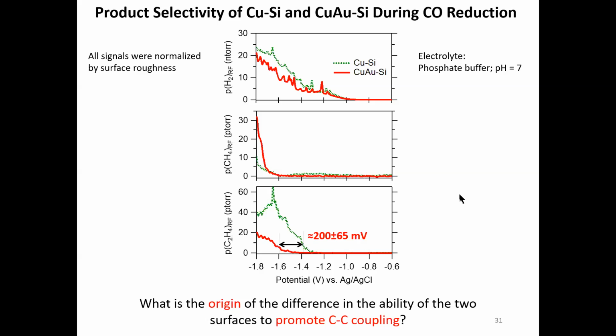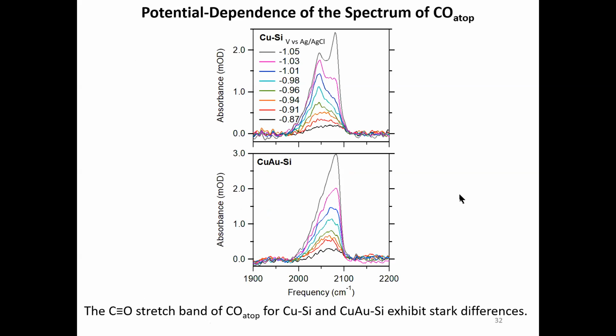To answer this question, we employed surface adsorbed CO as a molecular probe of the atomic level surface structure of the electrodes. The spectra that you see here were collected concurrently with the DEMS measurements that we just discussed. This is the CO stretch spectrum of surface adsorbed, top-bound CO as we tune the potential in the cathodic direction for the copper silicon and copper gold silicon electrodes. And you can clearly see when you compare these two graphs that the line shapes are very specific to the electrode. So let us first look at the CO stretch spectrum on copper silicon. We can see at moderate cathodic potentials, a band at 2045 wavenumbers dominates, and only at more cathodic potentials do we see a band at 2080 wavenumbers.